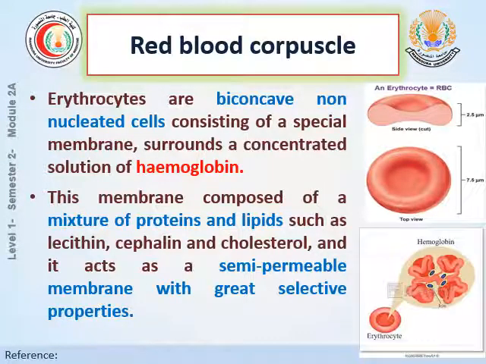Red blood corpuscle. Erythrocytes are biconcave non-nucleated cells consisting of a special membrane around a concentrated solution of hemoglobin. This membrane is composed of a mixture of proteins and lipids, such as a semi-permeable membrane with great selective properties.